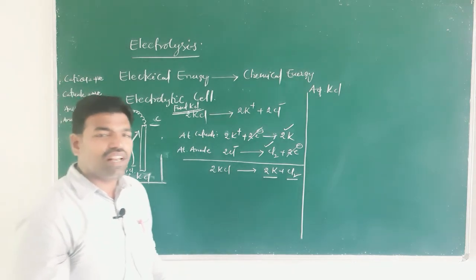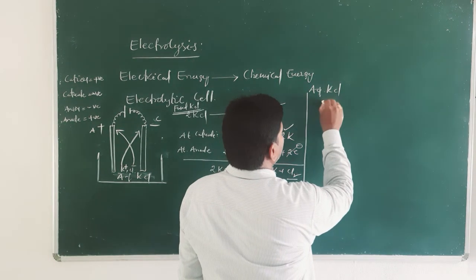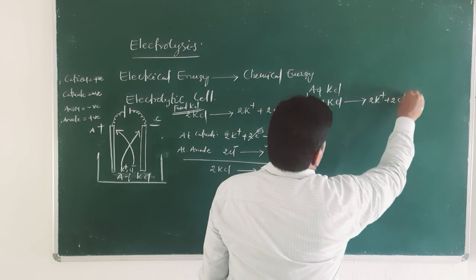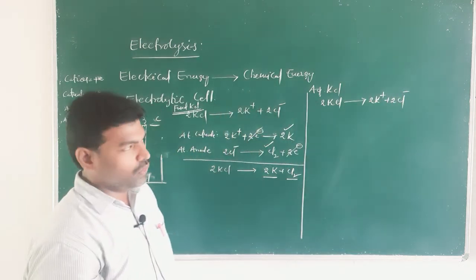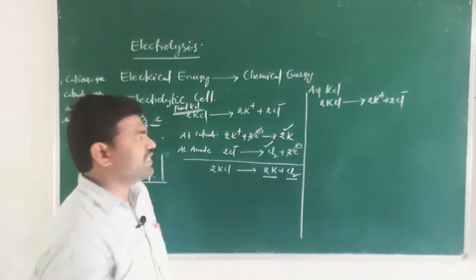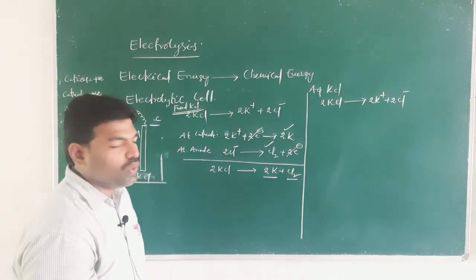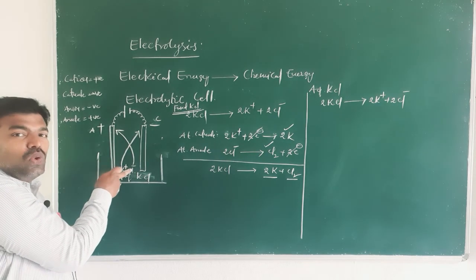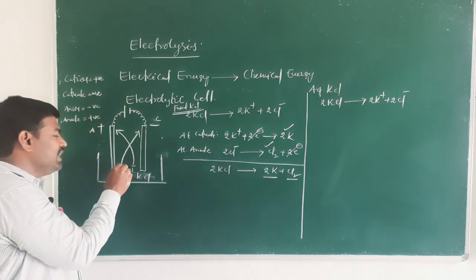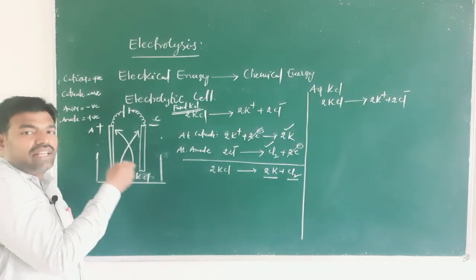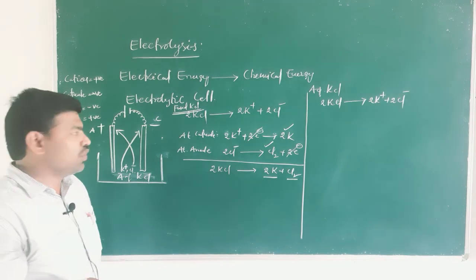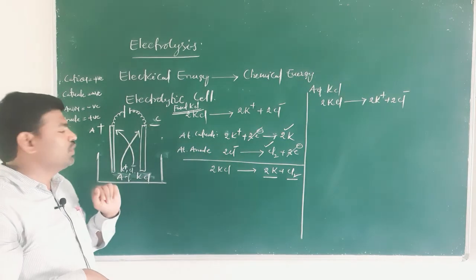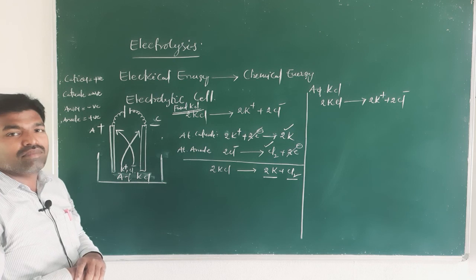So in this aqueous KCl also dissociates as 2 KCl gives rise to 2K plus and 2 Cl minus ions. Already I told you, whenever we pass electrical energy, that is whenever we pass EMF into the electrolytic cell, the ions move towards counter electrodes. Positive ions, that is K plus ions, move towards cathode, and Cl minus ions move towards anode.